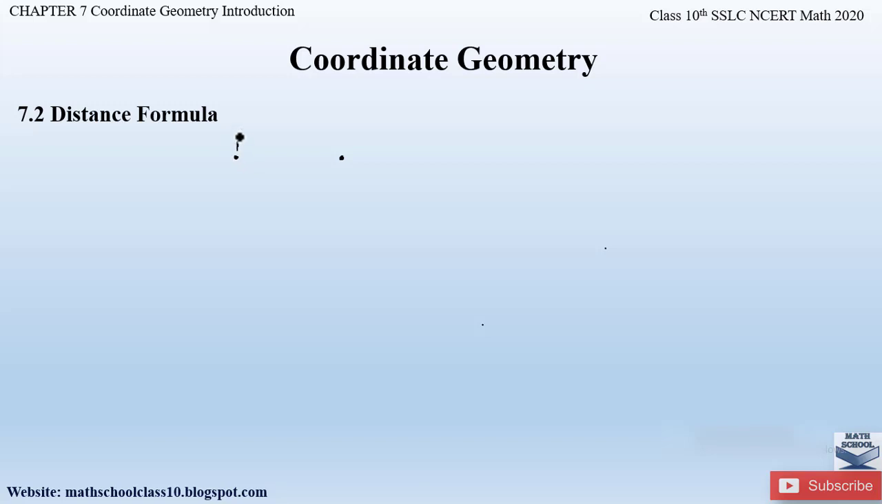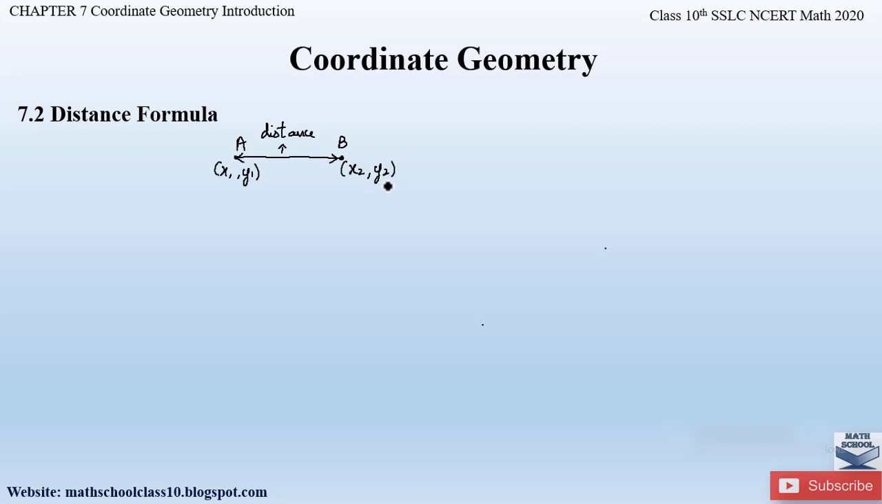For example, this is point A and this is point B. We have to find out the shortest distance between these 2 points whose coordinates will be given. For example, let point A have coordinates x1, y1 and point B have coordinates x2, y2. We have to find out the distance between these 2 points using the given coordinates, that is x1, y1 and x2, y2.